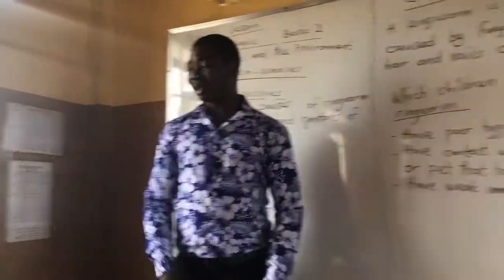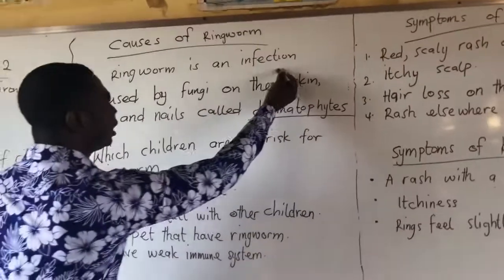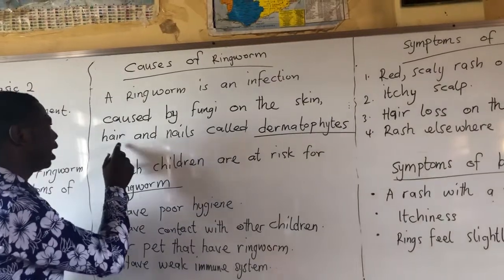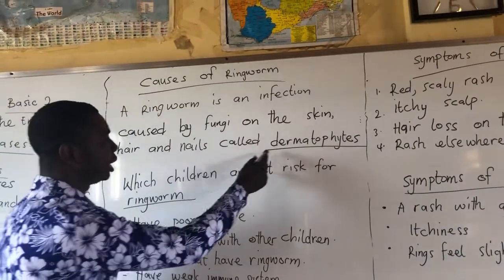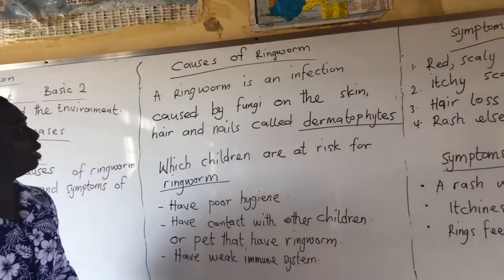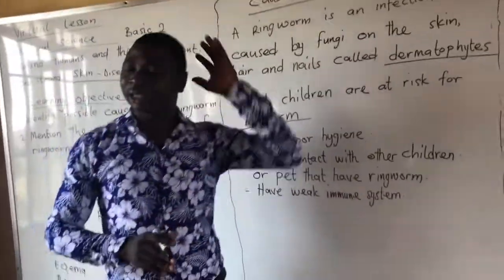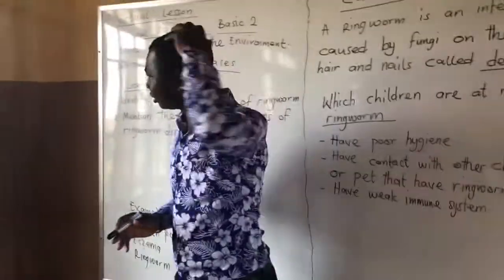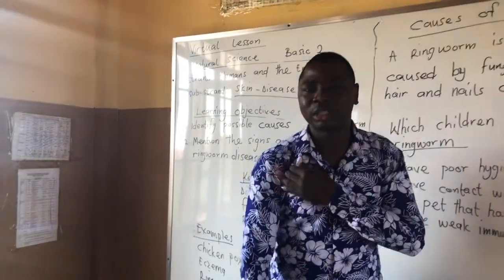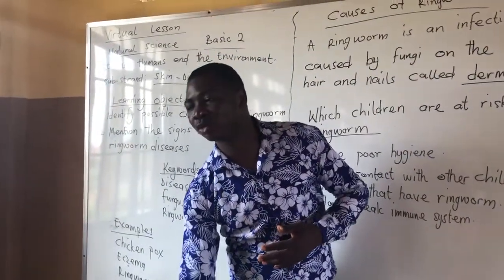So, what is ringworm at all? Ringworm is an infection caused by fungi on the skin, hair, and nails called dermatophytes. Ringworm can affect any part of our body. It can affect the scalp, because our hair is there. It can also affect the joints, and even the foot or the toes.